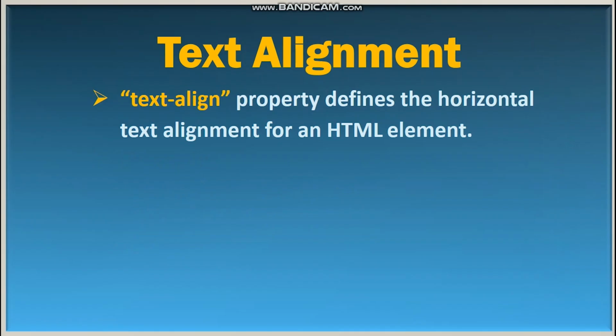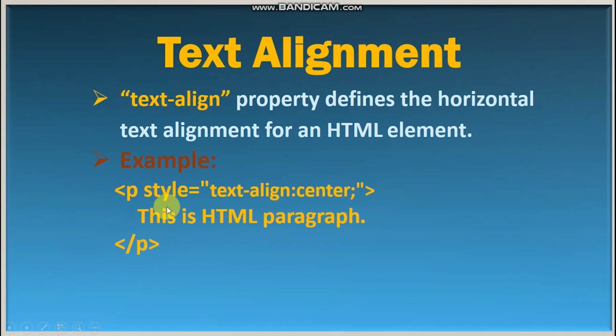Next we can align our text in HTML to center, left or right. For this purpose we use the text align property. The text align property defines the horizontal text alignment for an HTML element. Here you can see an example. If we write a paragraph and change the alignment of the text, we use the style attribute and the text align property, giving it the value center, right or left. In this way we can align the text in HTML.